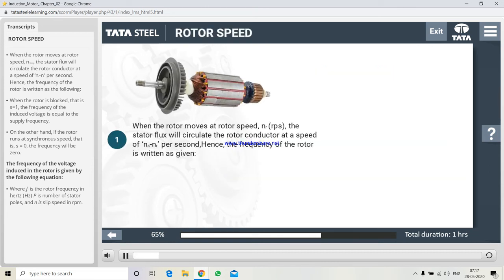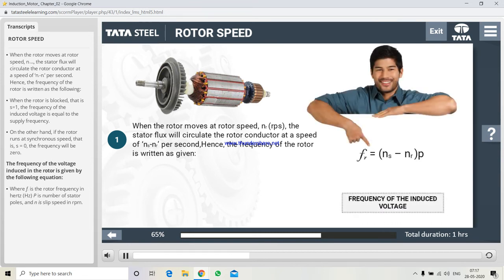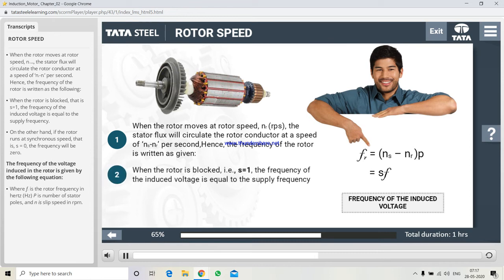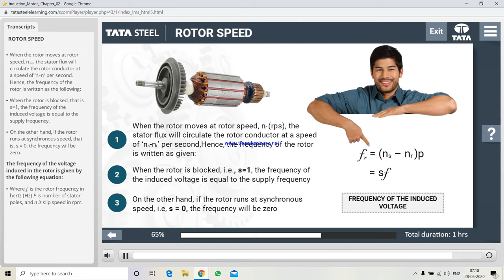When the rotor moves at rotor speed n_r rps, the stator flux will circulate the rotor conductor at a speed of n_s minus n_r per second. Hence, the frequency of the rotor is written as follows. When the rotor is blocked, that is s equals 1, the frequency of the induced voltage is equal to the supply frequency. On the other hand, if the rotor runs at synchronous speed, that is s equals 0, the frequency will be 0.